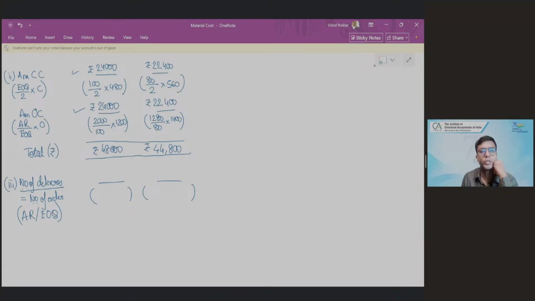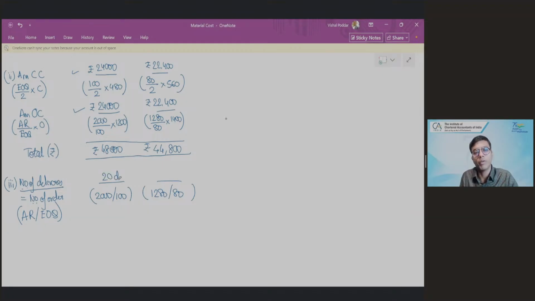So, how much would be the number of deliveries? How many times will you be receiving the deliveries? It is equal to the number of times you are placing the order. And that will be your AR upon your order size, which is the EOQ. Again, AR upon the order size, which is the EOQ.